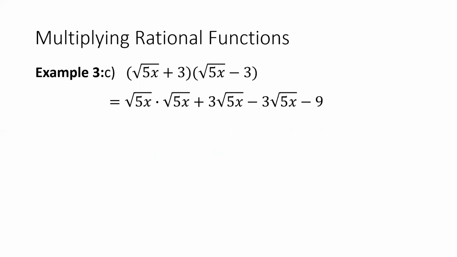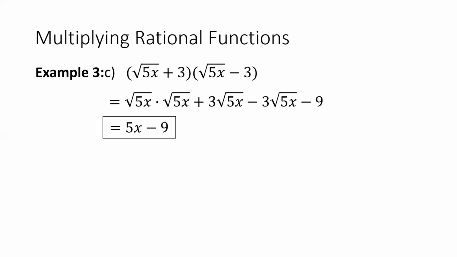Now with this guy, we're going to do a similar process. We're going to FOIL out. So we have root 5x times root 5x, 3 times root 5x, negative 3 times root 5x, and then 3 times negative 3 gets me negative 9. Now what happens here is that if you know your difference of squares, this is a very nice problem because you can just square your first term, which is 5x, square your second term, which is 3, and then it's a difference of squares, so it's just 5x minus 9.